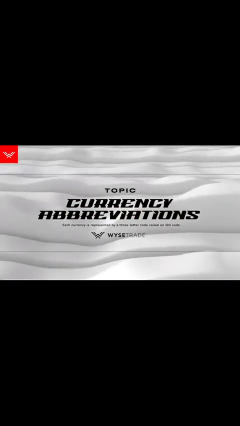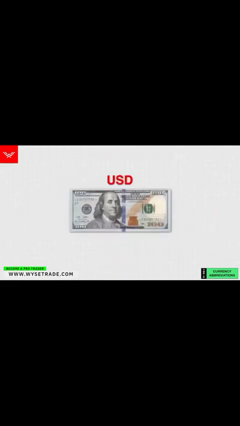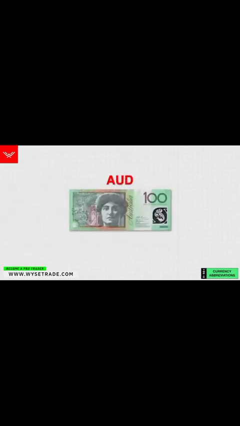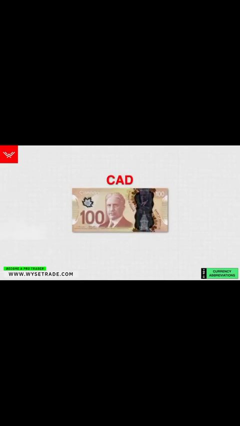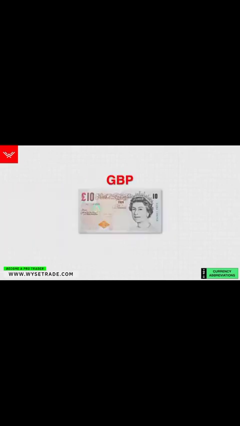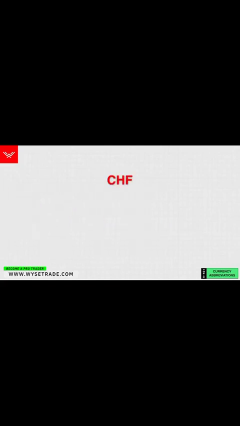Key concepts you must know. Currency abbreviations. Each currency is represented by a 3-letter code called an ISO code. Here are some of the main currencies traded. USD is the US dollar, also known as simply the dollar. AUD is the Australian dollar, also known as the Aussie. NZD is the New Zealand dollar, also known as the Kiwi. EUR is the euro. CAD is the Canadian dollar, also known as the CAD. GBP is the British pound, also known as simply the pound. JPY is the Japanese yen, also known as simply the yen. CHF is the Swiss franc, also known as simply the Swiss.